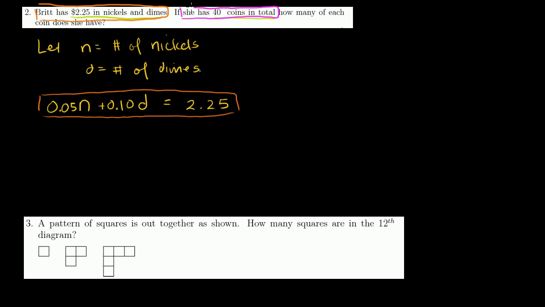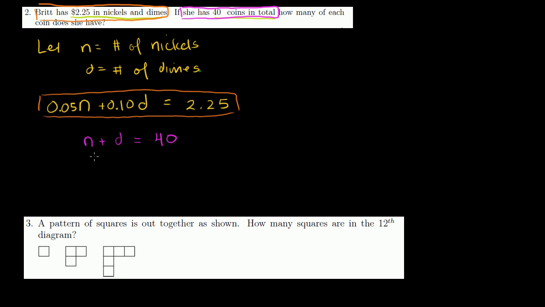Now, this second statement: she has 40 coins in total. I'm assuming that she only has nickels and dimes, that there aren't any other coins. So if there are 40 coins in total, the number of nickels plus the number of dimes has to be equal to 40. Now we have two equations with two unknowns. There are two ways we can do this. We can do this as a system and subtract one equation from the other, or we can do substitution. Let's do substitution. That's often a more intuitive way to do it.